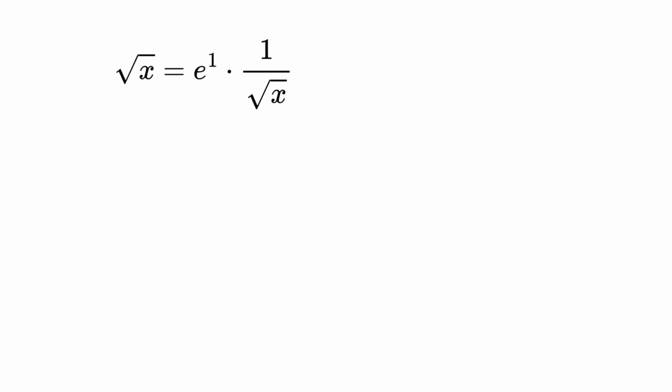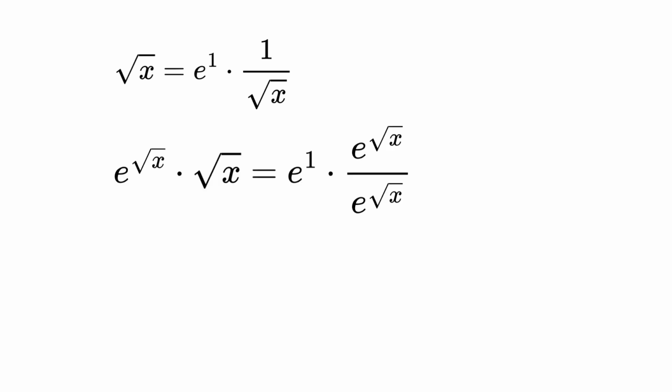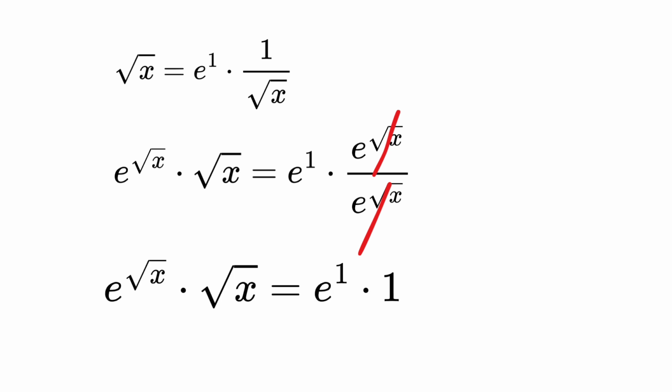Multiply e^(√x) on both sides. So then we get e^(√x) into √x is equal to e^1 into e^(√x) by e^(√x). e^(√x) in numerator and e^(√x) in denominator will be cancelled out. Then we get e^(√x) into √x is equal to e^1 into 1.